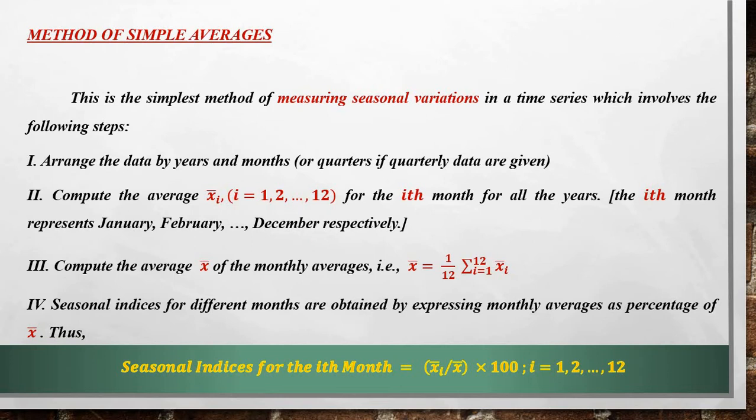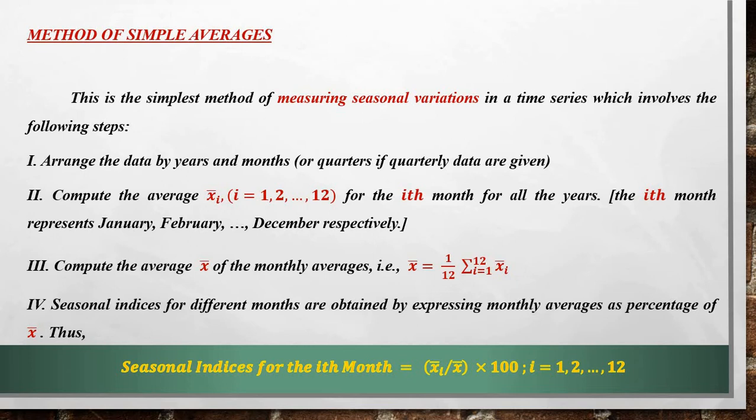One of the methods of measuring seasonal variation is the method of simple averages. This is the simplest method of measuring seasonal variation in a time series, which involves the following steps. First, you arrange the data by years and months or quarters if quarterly data are given. Then compute the average x̄i, i equal to 1, 2, 3 up to 12, for the ith month for all the years. The ith month represents January, February, etc.